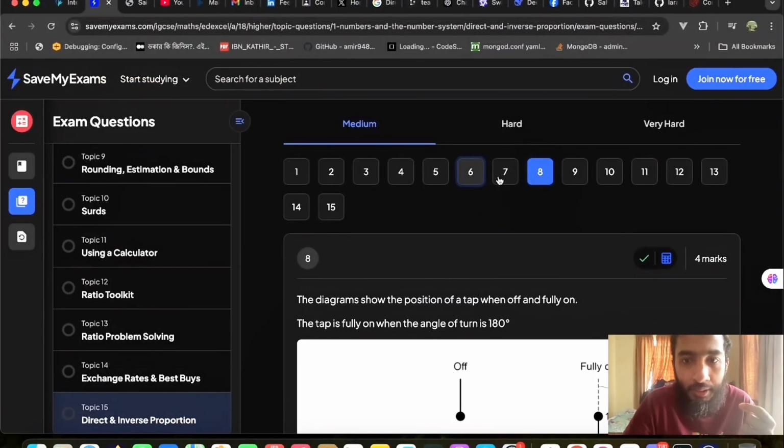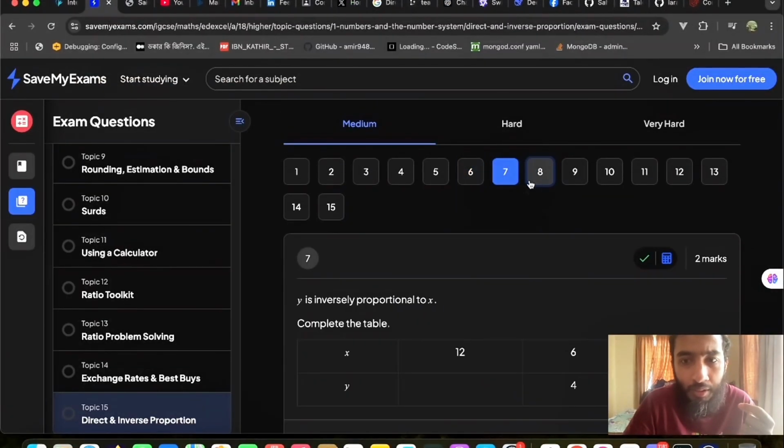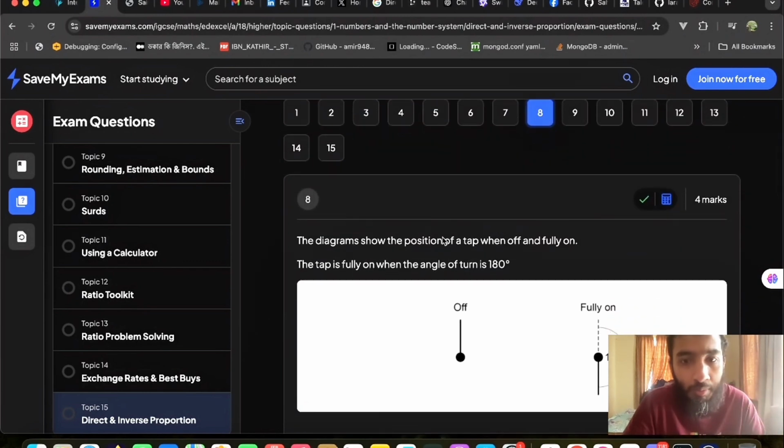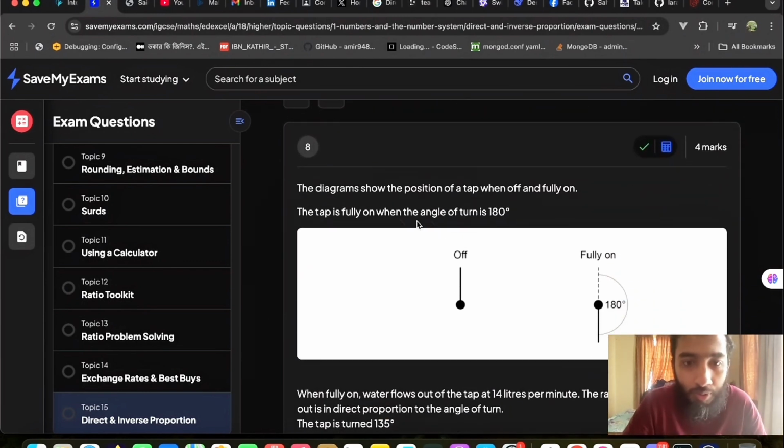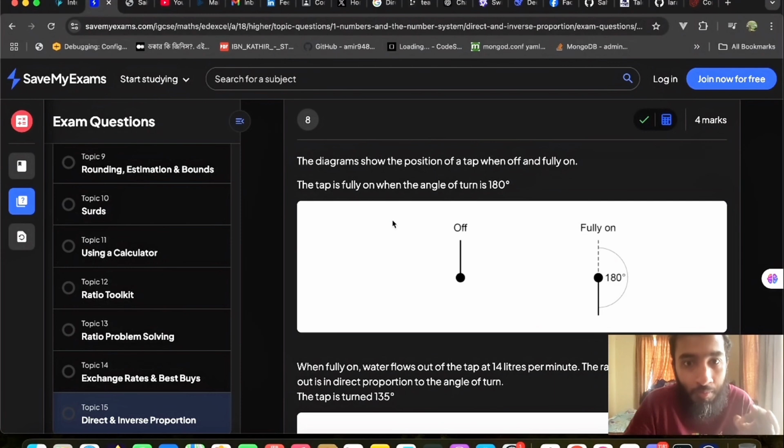Now I'll focus on problem number 8. I'll skip 6 and 7, since these are very straightforward and similar to what I have done so far. Let me read the problem. It says the diagram shows the position of a tap when fully off and on. When it's fully off, it is in this state, and when it's fully on, it goes direct opposite, which is a 180 degree turn.